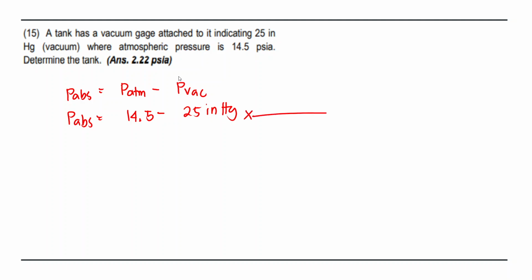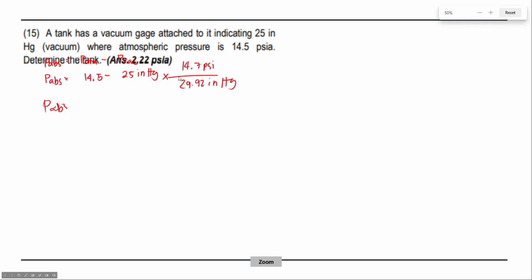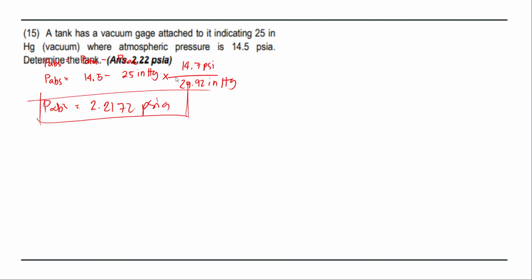The conversion for that, okay, 14.7 psi is equivalent to 29.92 inches of mercury. So, our P abs is equivalent to 14.5 minus 25 times 14.7 over 29.92. That is equivalent to 2.2172 psi. So this is the final answer. Okay, so that is the last example. Thank you very much for listening.